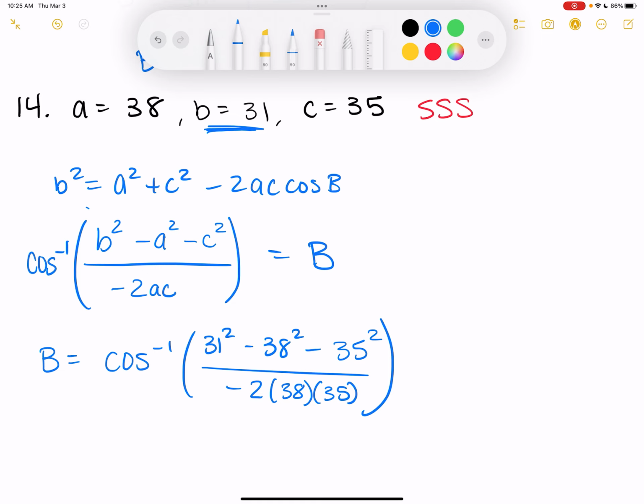Yeah, so I put it in my fraction bar, but Peyton, for you, I would do the top in one set of parentheses. So I would do 31 squared minus 38 squared with no parentheses, but put the whole thing in parentheses. Then minus 35 squared, and then close the parentheses, and then divided by, and then use the negative sign.